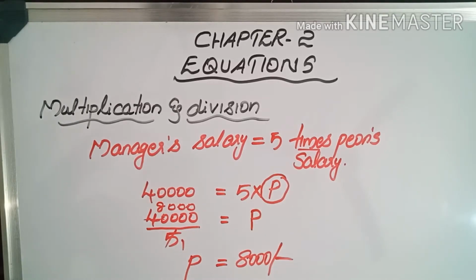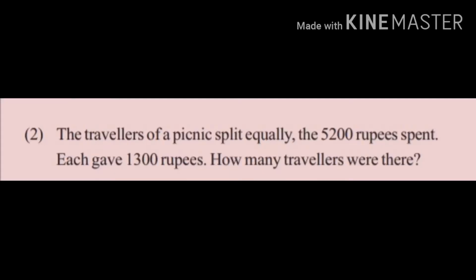That is the first question's answer. The second question is: the travelers of a picnic split equally the 5,200 rupees spent. Each gave 1,300 rupees. How many travelers were there? Same as the previous question, let's write the equation first. That means we need to convert the statement into equation form.